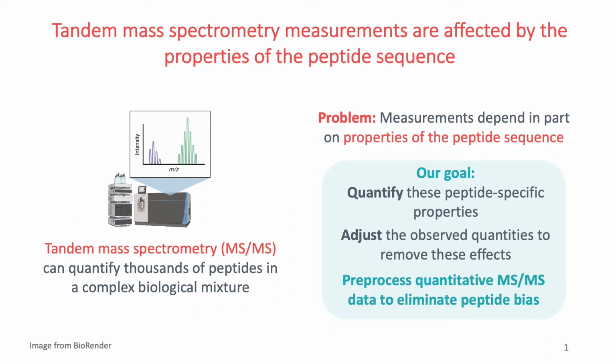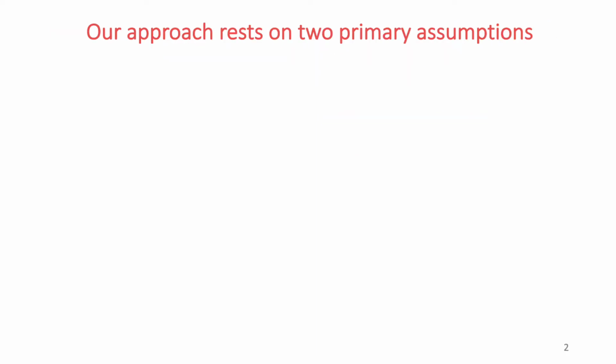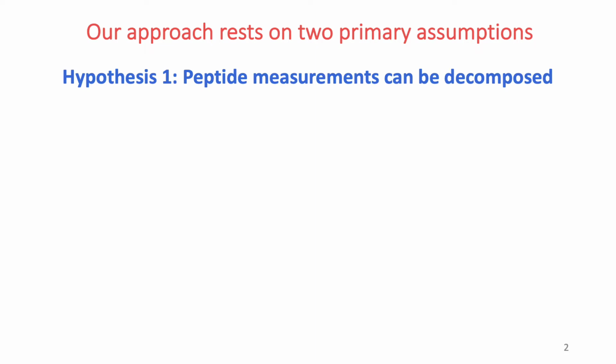Our end goal is to offer our approach as a pre-processing step to eliminate peptide bias from quantitative MSMS data, so that these adjusted quantities can be used for a wide range of quantitative MSMS analysis. Our approach rests on two primary assumptions. The first hypothesis is that peptide measurements can be decomposed.